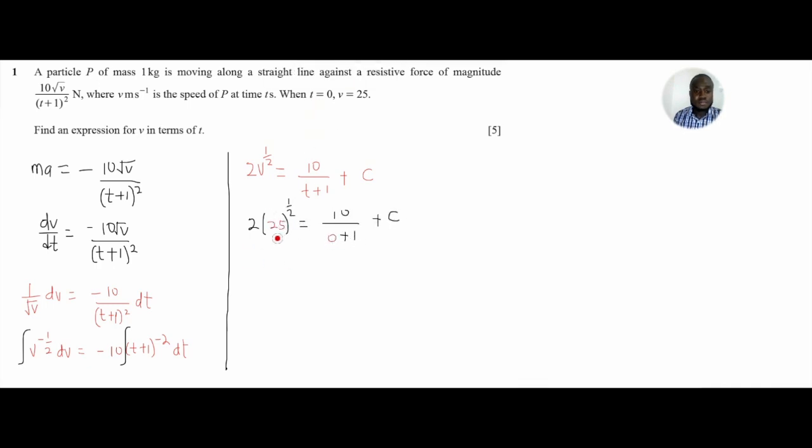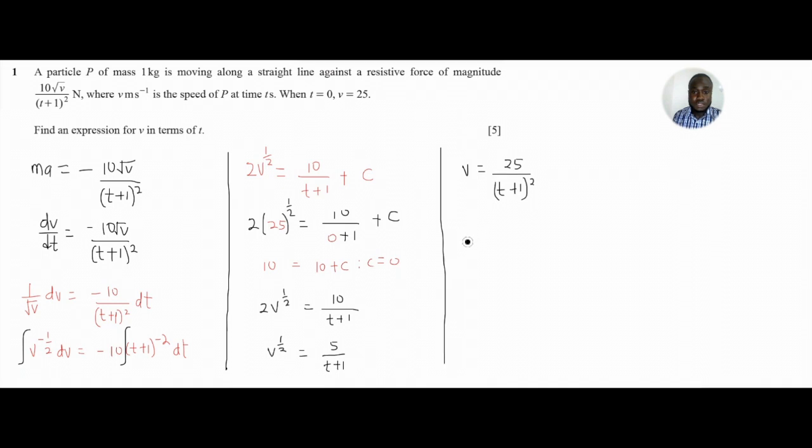Great. So this left hand side just becomes 25 raised to the power half, which is 5, times 2. That will give us 10. And the right hand side as well, we have 10 plus c. And so c is equal to 0. So we'll rewrite this equation, a relation between v and t, as this. At this point, we can still polish this up a little bit and have v in terms of t. Now we just found this by squaring both sides of this final equation, and that gives us v equals 25 divided by t plus 1, all squared. And as you can see, at t equals 0, v equals 25.